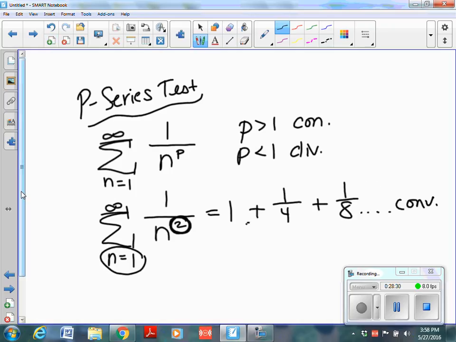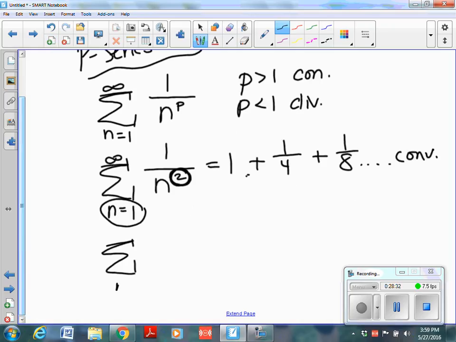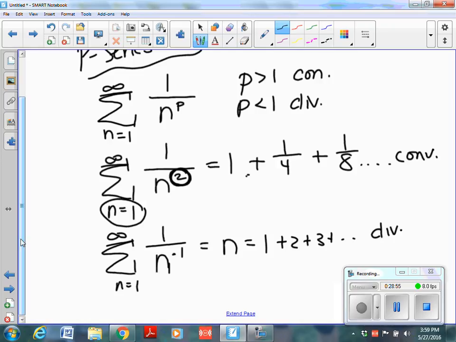I'm going to switch it up. I'm going to do the same thing. N equals 1 to infinity, 1 over n, but let p be less than 1. So let's say my p is -1. So this is going to end up flipping it to just n. And as you can see, n is 1, n is 2. You're going to get 1 plus 2 plus 3. These numbers are just getting bigger and bigger, so there's divergence. So, basically, I just gave you examples of the geometric series test and the p-series test.